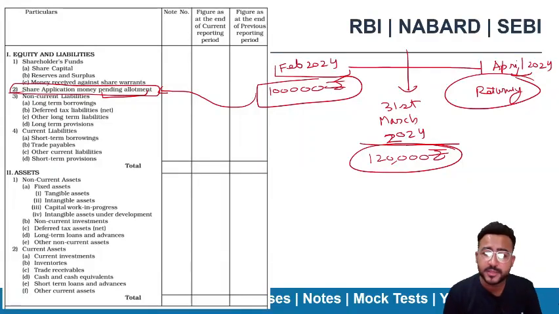But I need to prepare the balance sheet on 31st March, right? So somewhere or the other, I need to show that money. Sir, but you only considered this 1 lakh rupees. What about this excess 20,000?